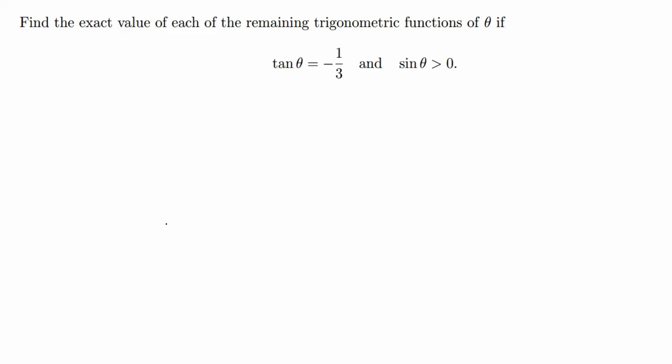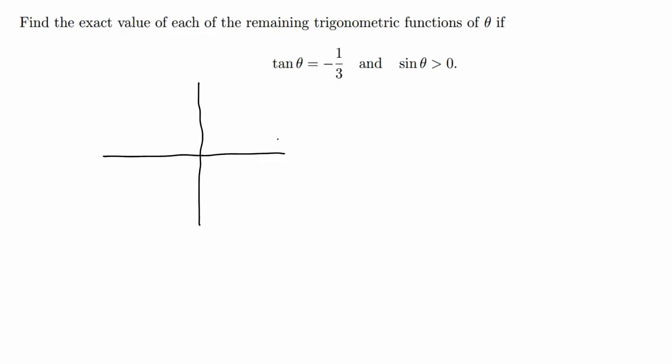Find the exact value of each of the remaining trig functions of theta if tangent theta is equal to negative 1/3 and sine theta is positive. From this information, we need to first figure out the quadrant where theta lies. So let's draw that.